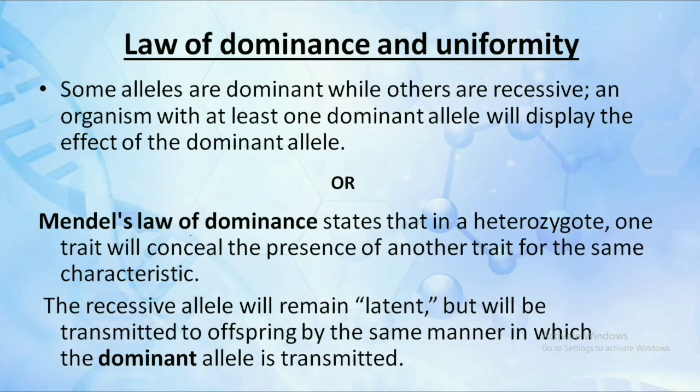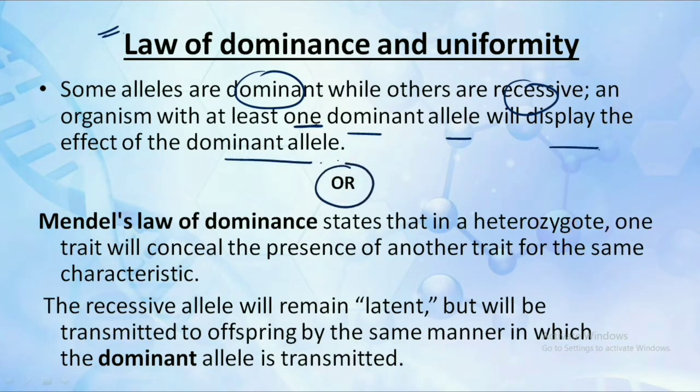The first law is the law of dominance and uniformity. So what does this law state? This law states that some alleles are dominant while some of them are recessive. An organism with at least one dominant allele will display the effect of the dominant allele. We can state it this way also: Mendel's law of dominance states that in a heterozygote, one trait will conceal the presence of the other trait for the same characteristic. The recessive will remain latent, but it will be transmitted to the offspring in the same manner as the dominant traits are transmitted. So what does this mean?